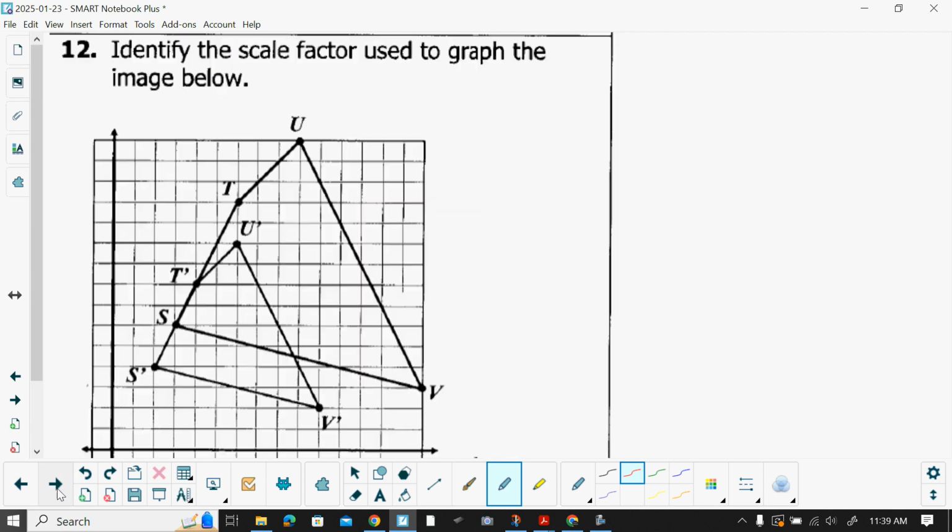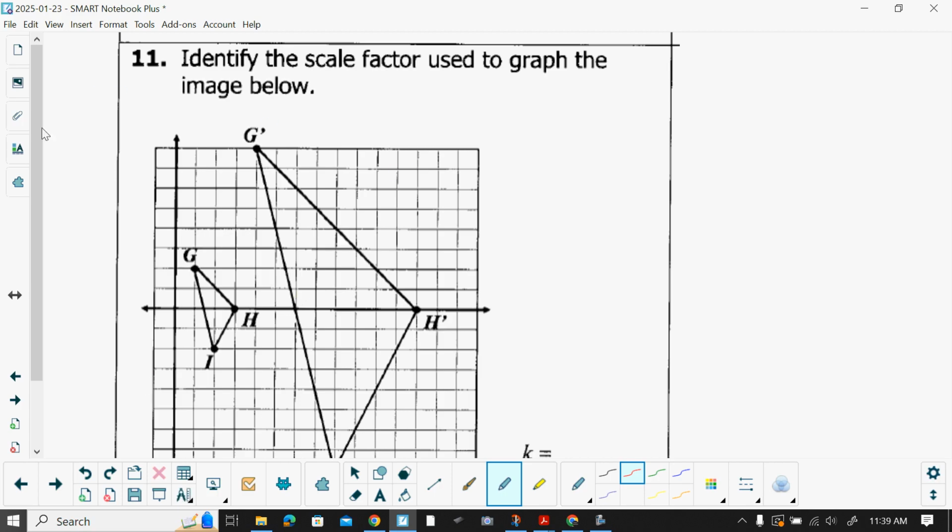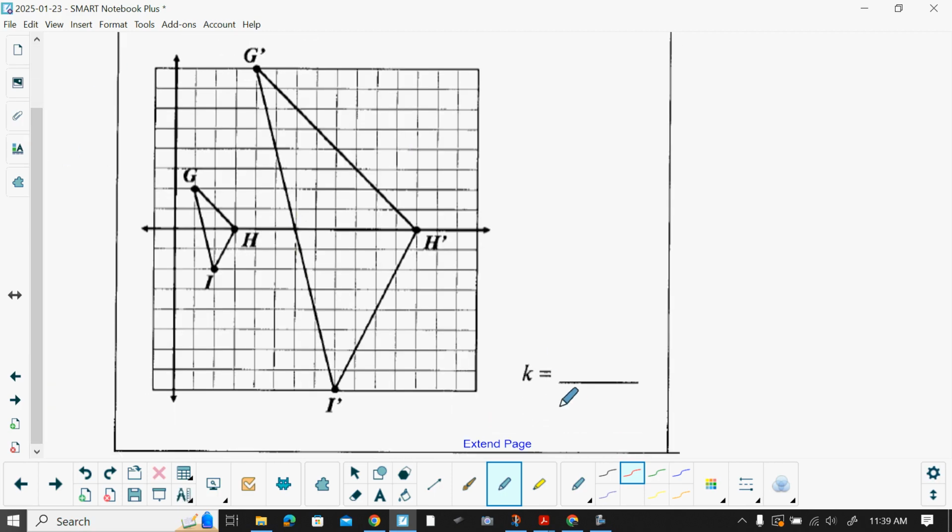Okay, let's see what we got. 11, 12. That's it. 2 questions left. Identify the scale factor questions. I don't know if you remember this, but I said I think the easiest way to do this is just to pick a point and look at how one of the coordinates changes. So I'm going to pick this H. So my original H is at 1, 3, 0. That's my original H. And the new H is at, let's see, 3, 4, 5, 6, 7, 8, 9, 10, 12, 0.